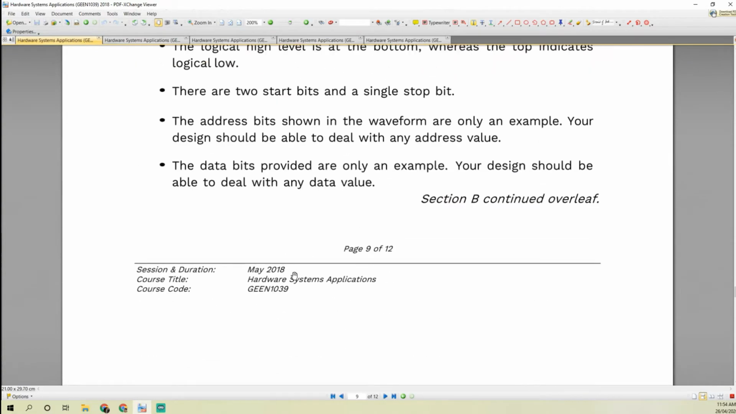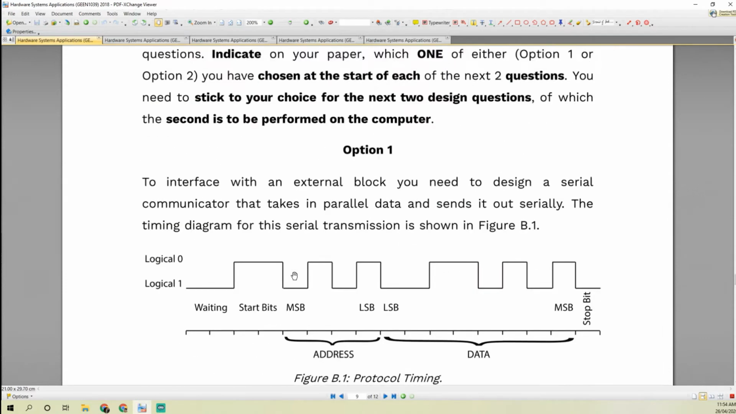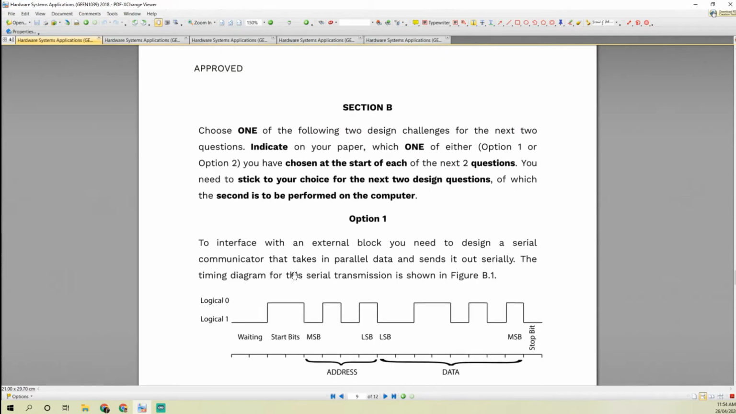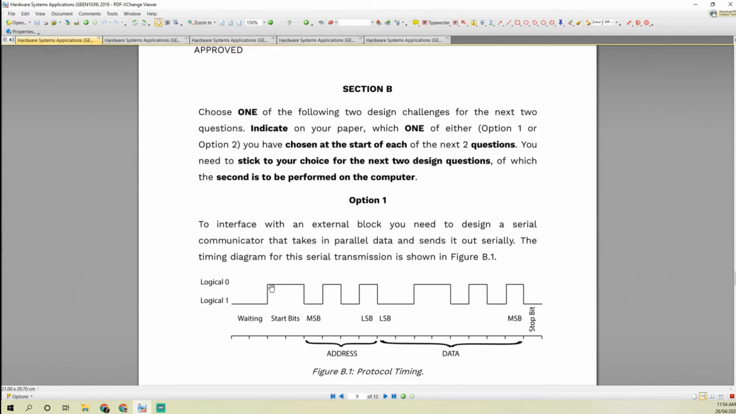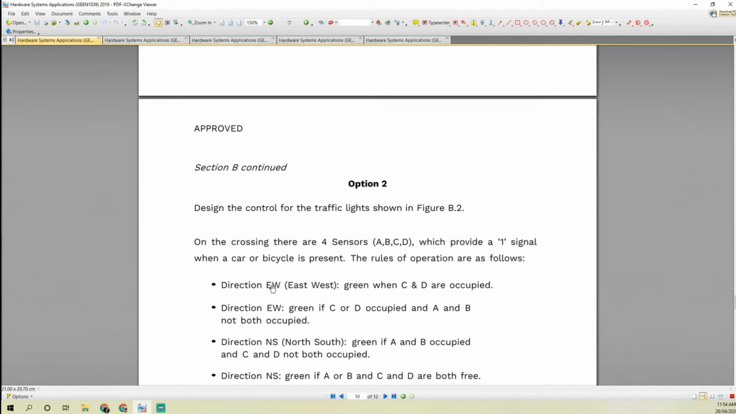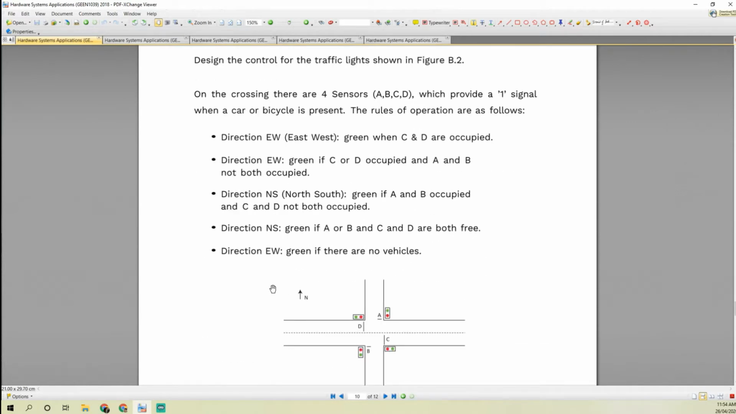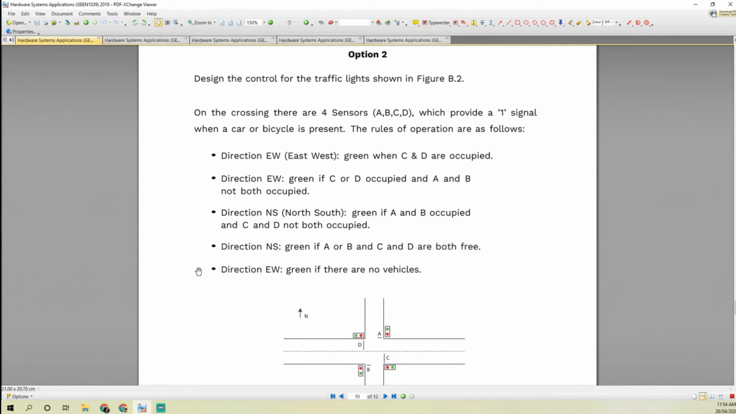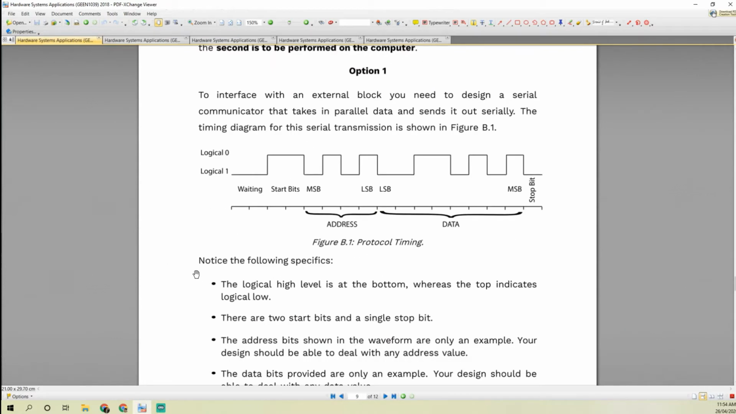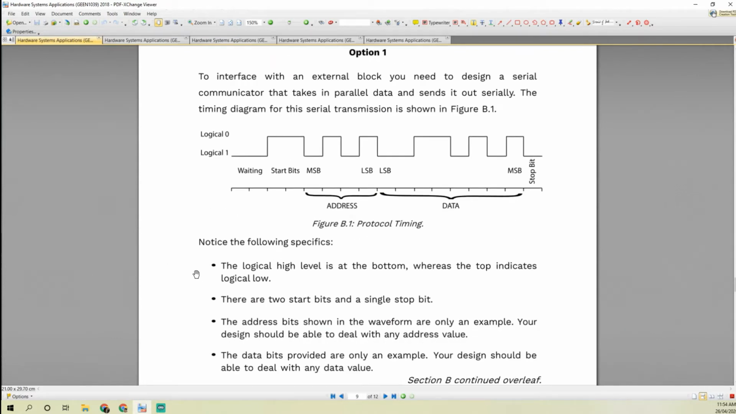We have two design options, one of which is a serial communicator. Now this is a question we have never seen before. And the other option is a variation of the traffic light question. So let's get started with option 1, and we will be answering questions 5 and 6 for option 1.